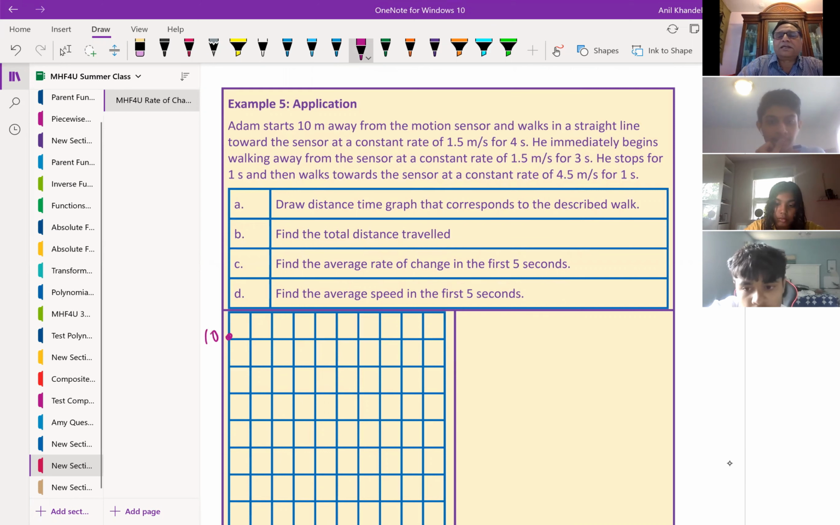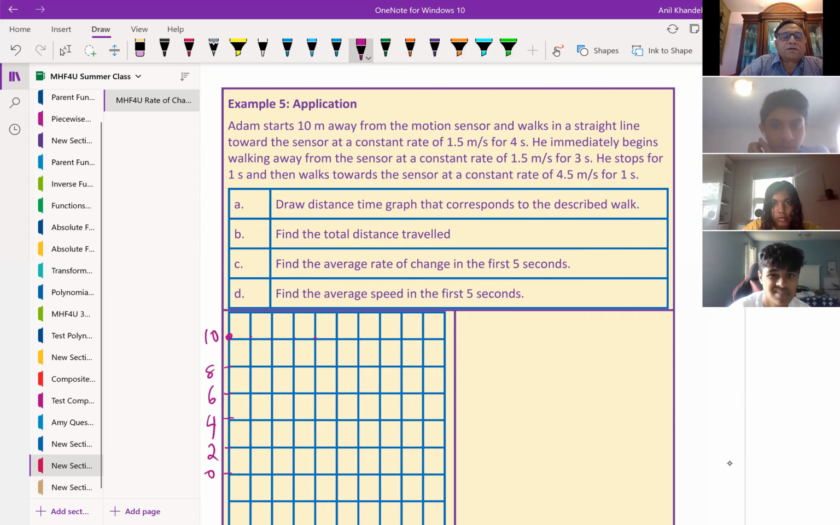Okay, let us say this is 10. Adam starts 10 meters away from the motion sensor and walks in a straight line towards the sensor at a constant speed of 1.5 meters per second for 4 seconds, right? So let us say this is the first second, second, third, fourth second. Now, tell me, where should my next point be? I think this is 8, this is 6, and this is 4. Tell me, what is the coordinate of the next point?